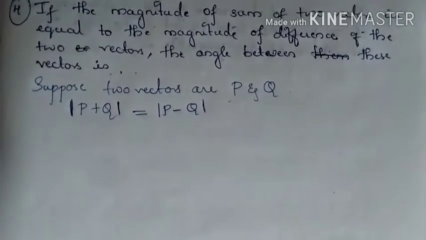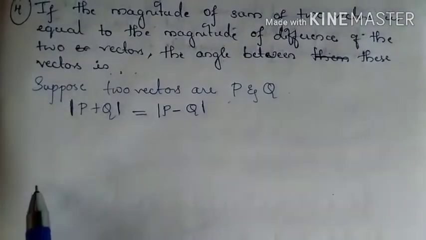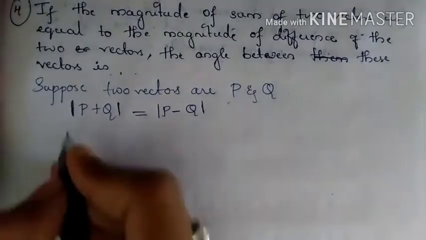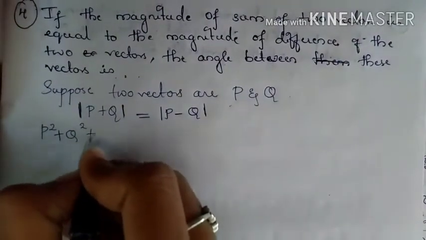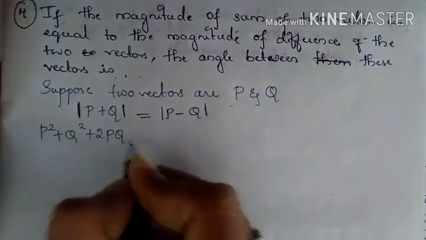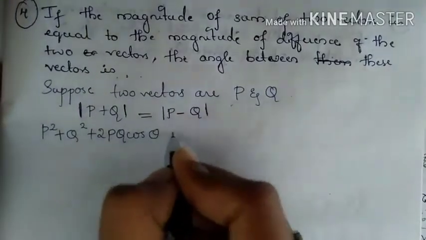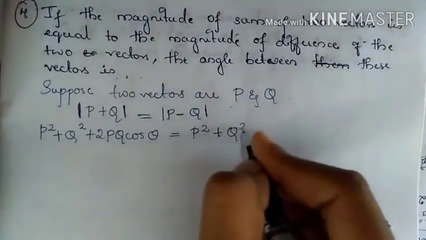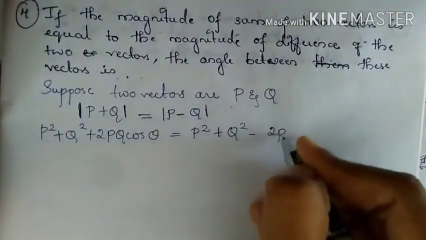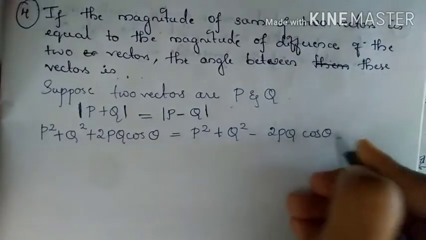So written, we know that the magnitude of p plus q is p square plus q square plus 2pq cos theta. So the magnitude of p minus q is p square plus q square minus 2pq cos theta.